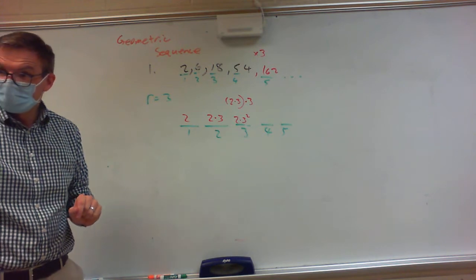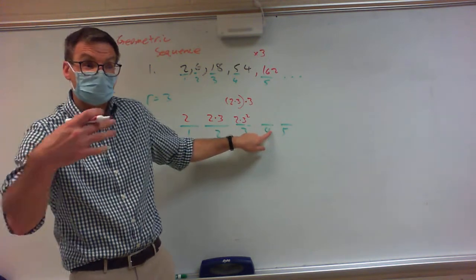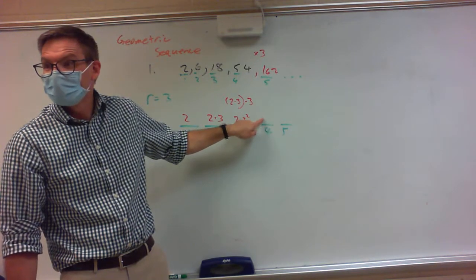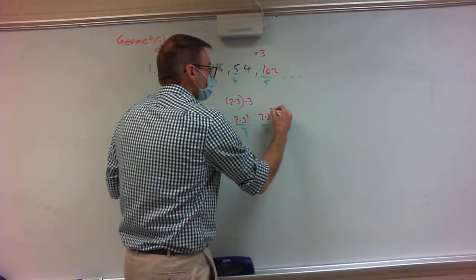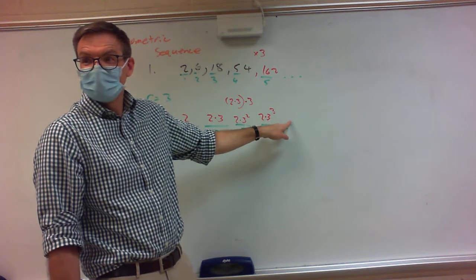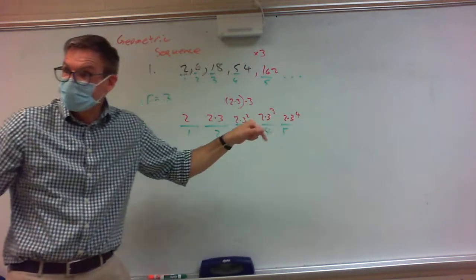Right? Now, what's going to happen as I go from here to here? Multiply by 3 again. Any guesses as to what goes here? 2 times 3 cubed. Any guesses as to what goes here? 2 times 3 to the 4th. Did everybody see how we got that?